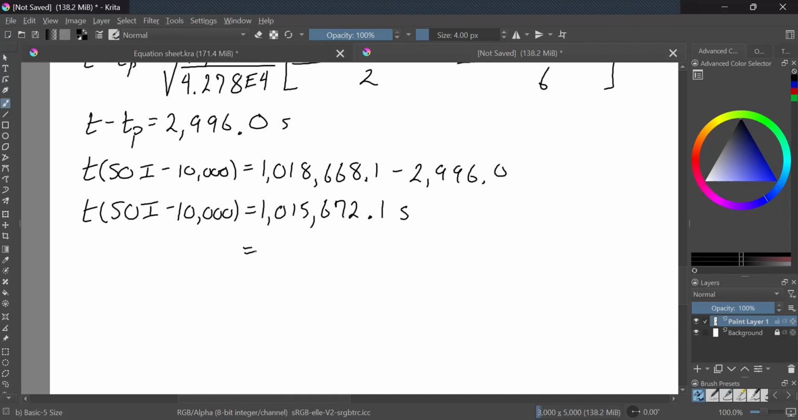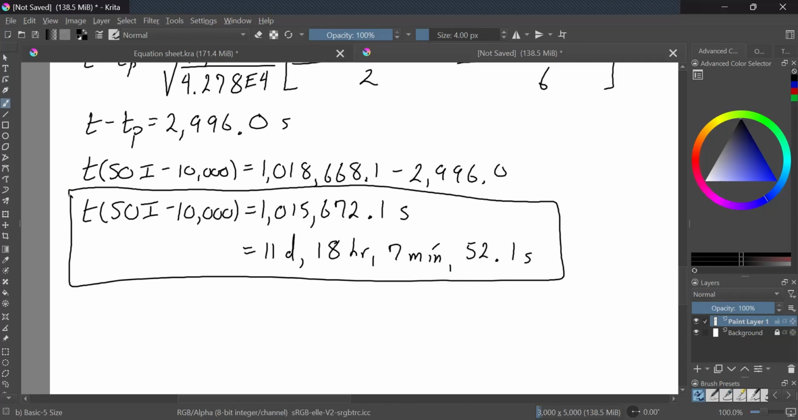Or for those of us who don't think exclusively in seconds, it's going to be 11 days, 18 hours, 7 minutes, and 52.1 seconds. So that's how long we would need to have that set of sensors activated and recording, which is a fairly long time. That's almost 2 weeks. So in a different series, we'll discuss if that's realistic or not.